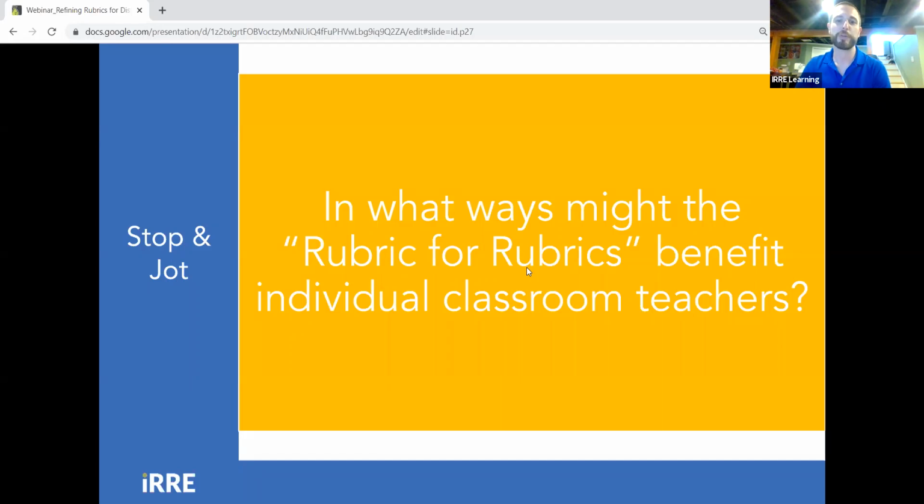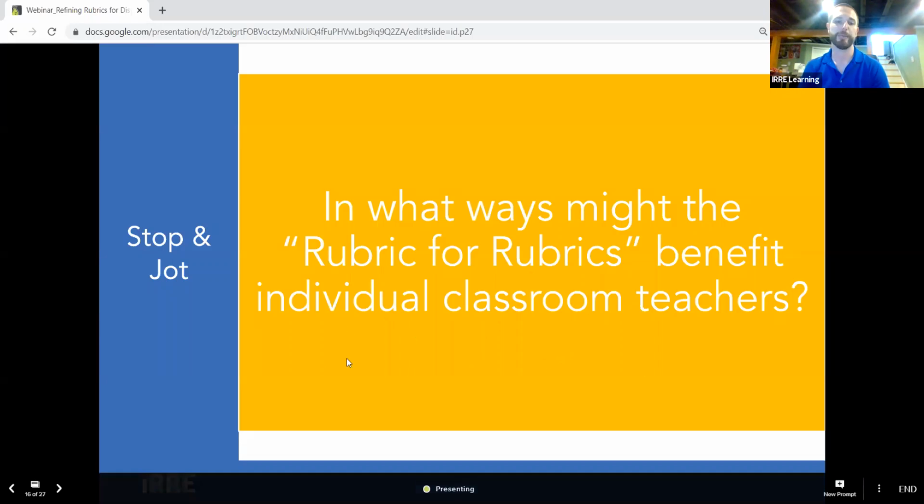In what ways does a rubric for rubrics benefit individual classroom teachers? So you have to go back to your Zoom tab where you might have that open, whether that's on your computer or in a separate tab, and drop some thinking there, please.